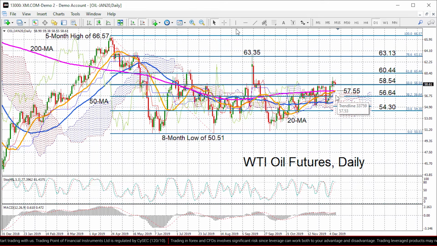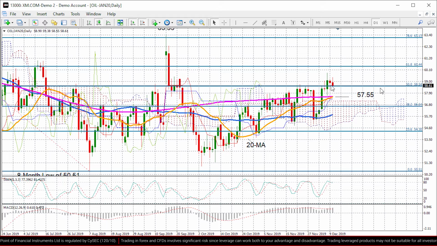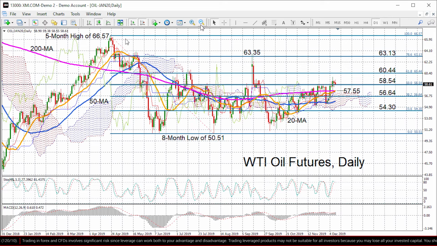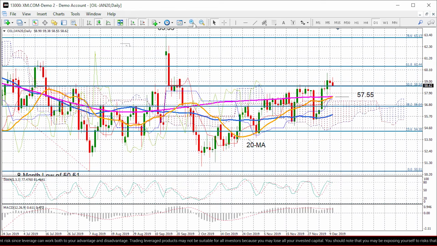And looking at price action today, we are seeing prices are being supported. They're being propped up by the 50% Fibonacci of the down leg from 66.57 to 50.51. So that is around the 58.54 level. Slipping below that, we've got an important support region between the 20 and 200-day moving averages, the Kijun Sen and Tenkan Sen lines, and the top of the Ichimoku cloud. So that starts at 57.55 all the way down to just above the 57 handle.